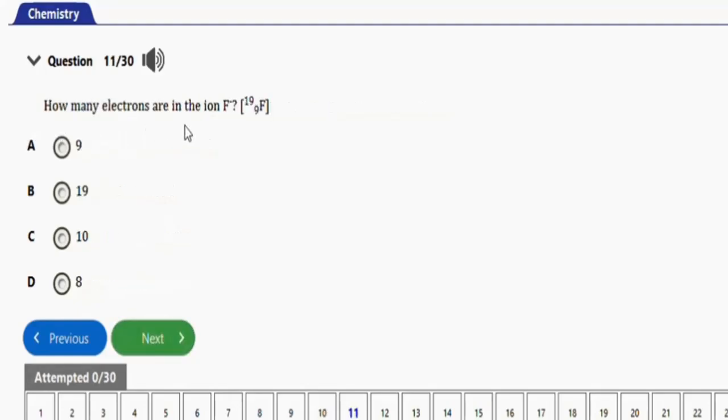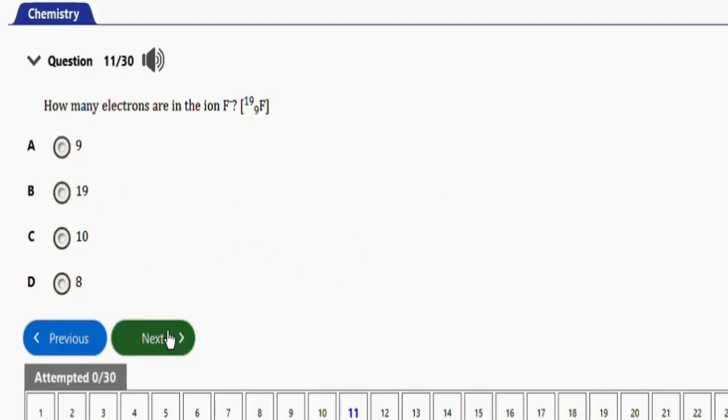It says, how many electrons are in the ion? This is the fluoride ion. So the right option to this question will be option C. Remember, this is a charged atom. It's a charged non-metal. This shows that this fluorine is receiving 1 electron to attain stability. So when it does that, the number of electrons will now be 10. Because if the atom were not charged, the number of electrons would have been 9. But since it's charged, it's going to receive 1 electron to gain stability. The right option is option C. That's it for this question.